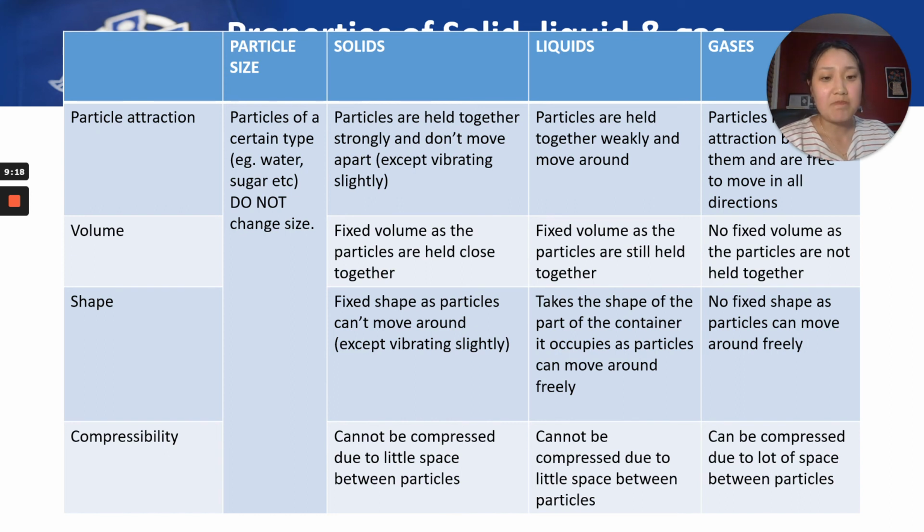Liquids take the shape of the part of the container it occupies, as the particles can move around freely. So it does change its shape depending on the container. And gases have no fixed shape because, just like liquids, the particles can move around freely. And lastly, solids cannot be compressed because of the little space between particles. Liquids also can't be compressed because of the little space between particles. But gases can be compressed because there's a lot of space between particles.